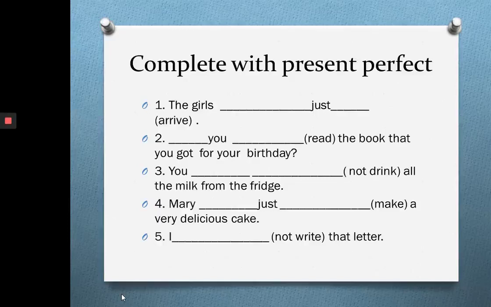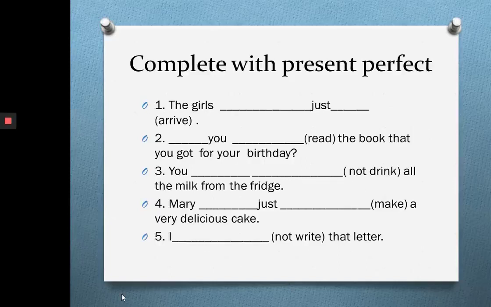3. You not drink all the milk from the fridge. This sentence is in the negative form and drink is irregular. Drink, drank, drunk. Drunk is the form that you need. Number 4. Mary, just make a very delicious cake. Make is irregular again. And 5. I not write that letter. Again, write is irregular, and I hope you remember write, wrote, written. Written is what you need here.